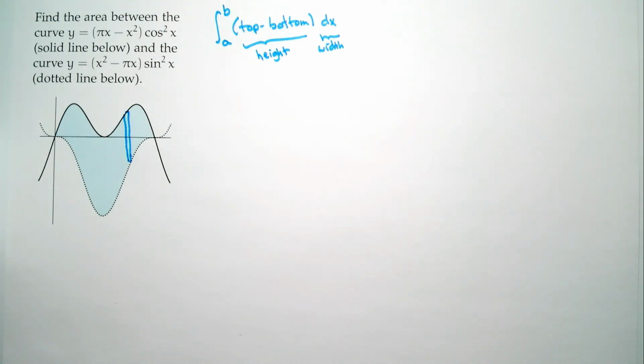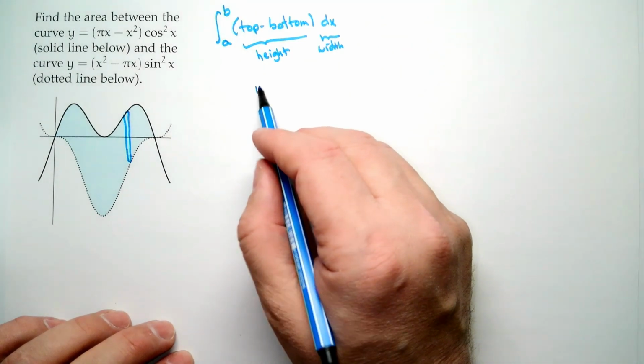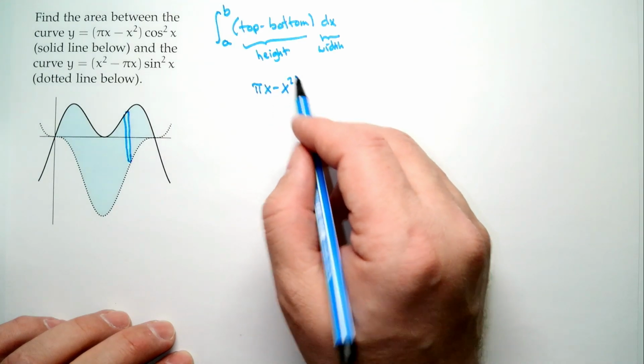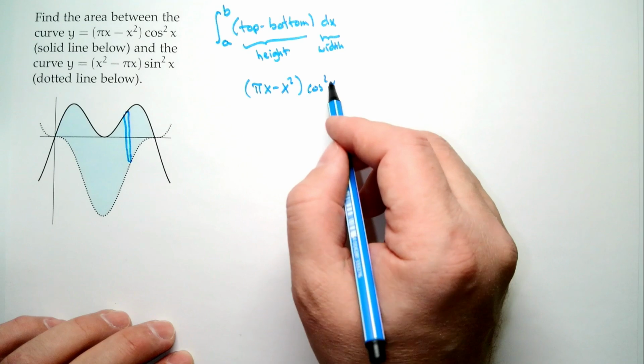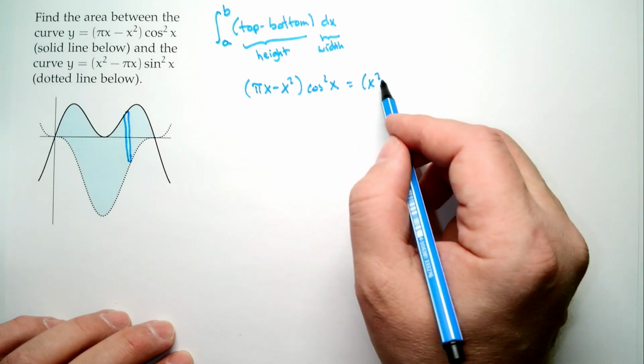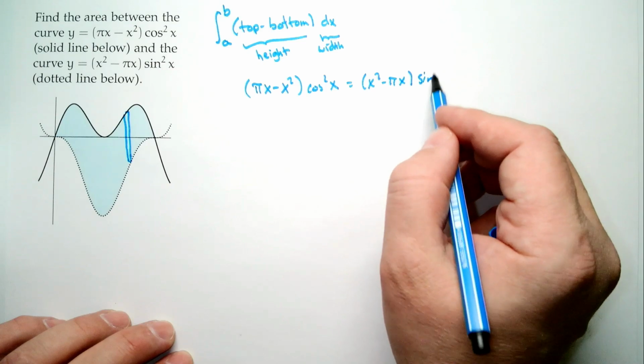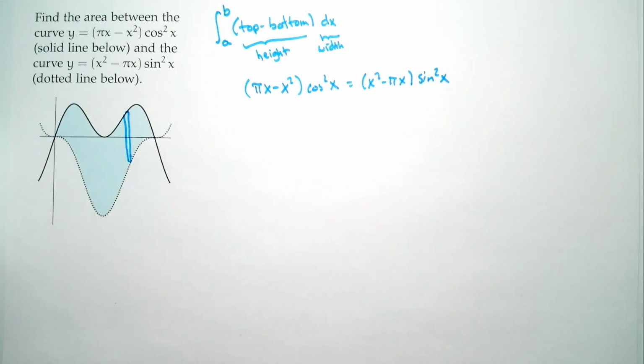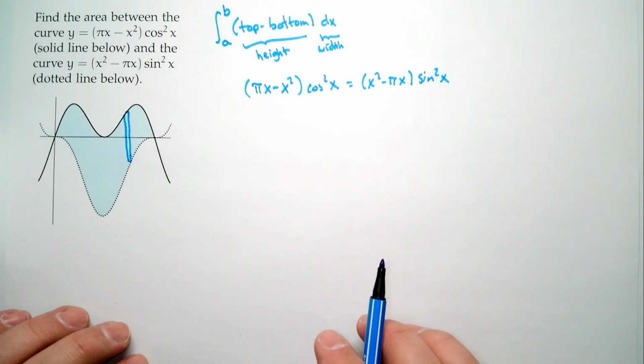So when we're given a problem that says find the area between curves, if we're not told what A and B are, we have to produce A and B. The way we do that is we set the curves equal to each other. So pi x minus x squared times cosine squared x should be equal to x squared minus pi x times sine squared x. At this point, a general good strategy is to put everything onto one side, so at least we have something equals 0. Because when we have something equals 0, that's a pretty positive sign.